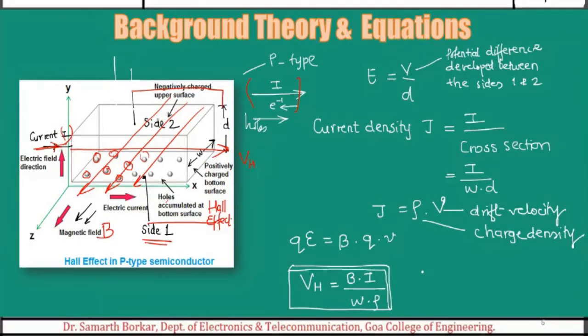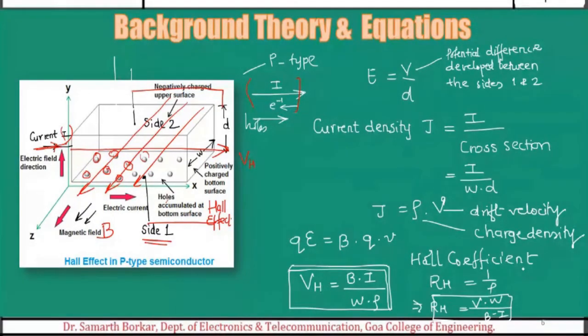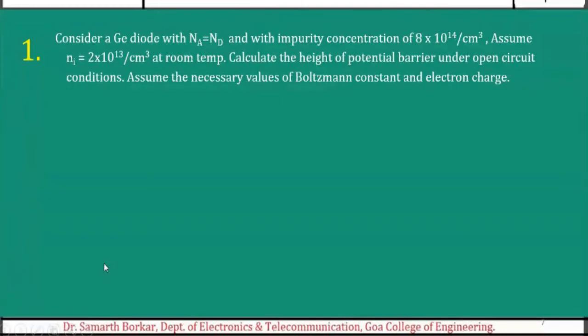And then we had something called the Hall coefficient, denoted as RH, which is 1 by rho, or RH can also be written as VW by BI. Fine. So this is the set of equations that we are going to use to solve the numericals. First one, consider a germanium diode. You can go through the statement.